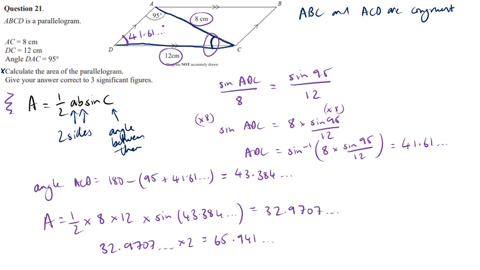And now we're at that final step, we can round it. And it's three significant figures we need to round it to. So there's our third significant figure, so it's going to be 65.9 centimetres squared to 3 significant figures.